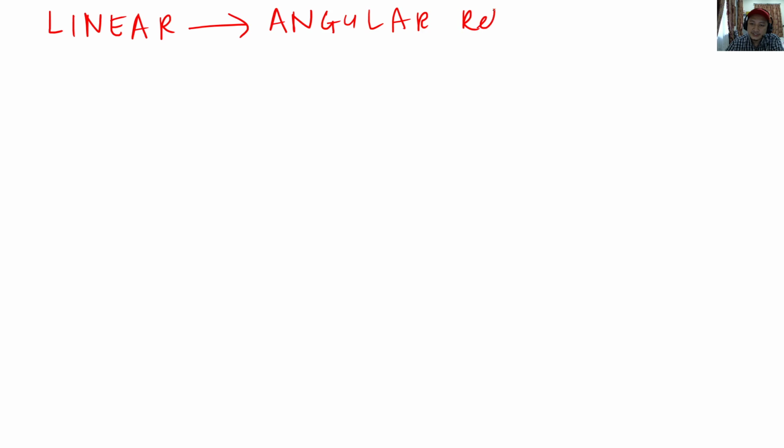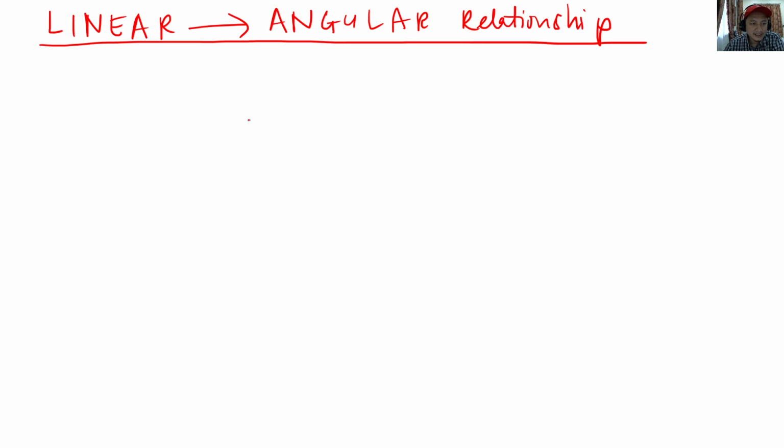We're going to learn about something called relationship. What kind of relationship? Linear to angular relationship. What is the difference between linear and angular relationship?